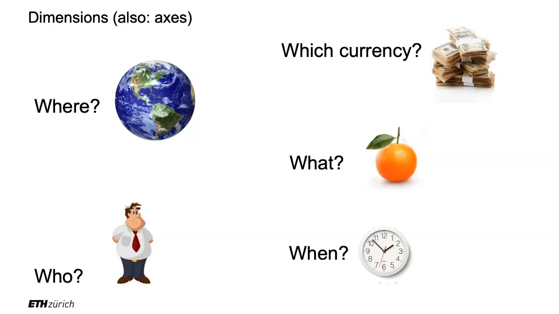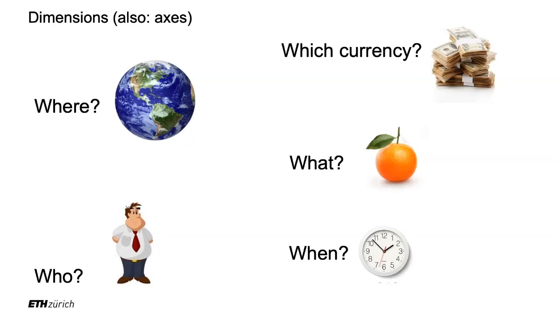You can also have what you are selling. Is it TVs, is it phones, is it servers, and so on. You can have when. Was it last week, was it last year, was it this quarter, and so on, right? So these are just a few examples of dimensions, but in fact, the limit is your imagination. You can have plenty more dimensions, you can have the subsidiaries of the company, you can have some scenarios if you do what-if analysis, for example, and so on, right?